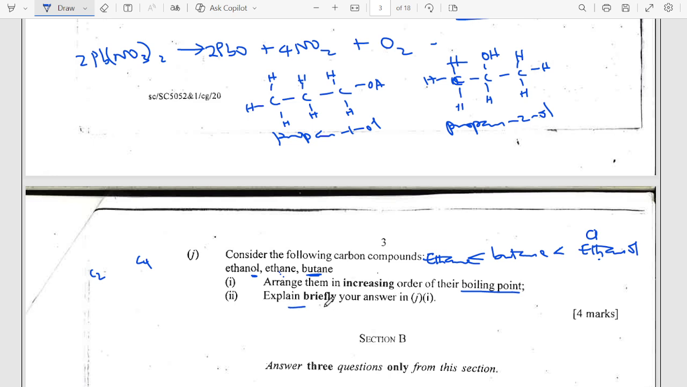And briefly explain your answer. That's exactly the explanation. Ethanol is the highest boiling point because of hydrogen bonding. Then butane is higher than ethane because of molecular weight. It has higher molecular weight than ethane.